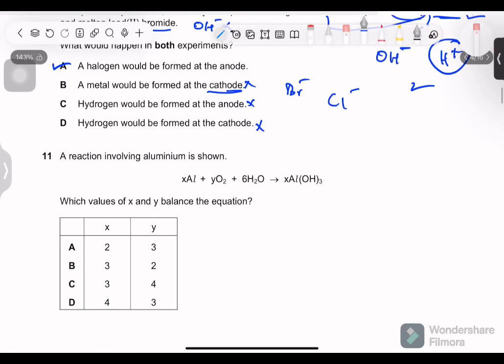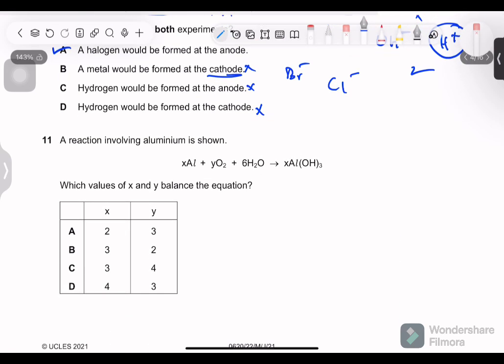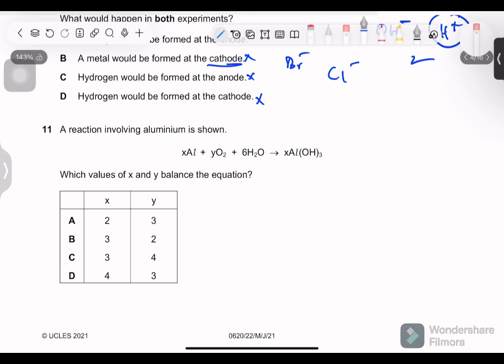Okay, next. A reaction involving aluminum is shown. Which values of X and Y balance the equation? So just balancing. Al, if we add X as 2 and Y as 3 and X as 2 again, so what are we getting? 2 threes are 6, 6 hydrogens, while we have 12 hydrogens over here, so not correct.